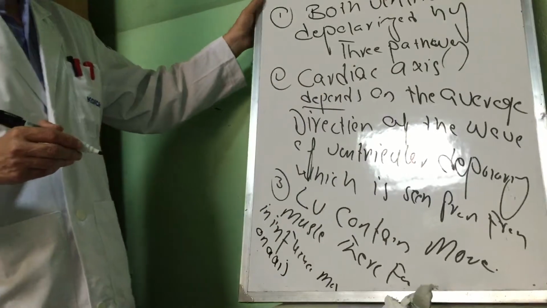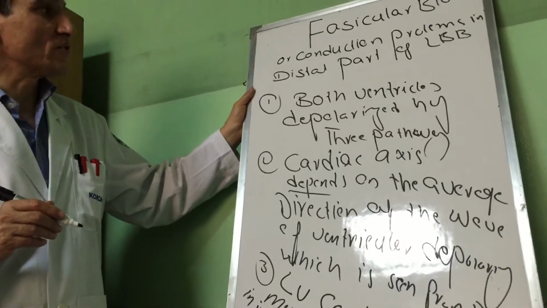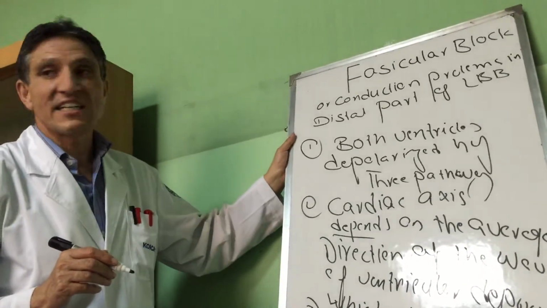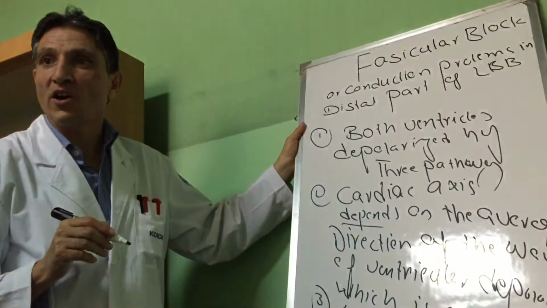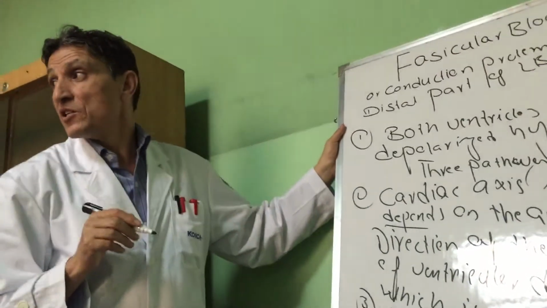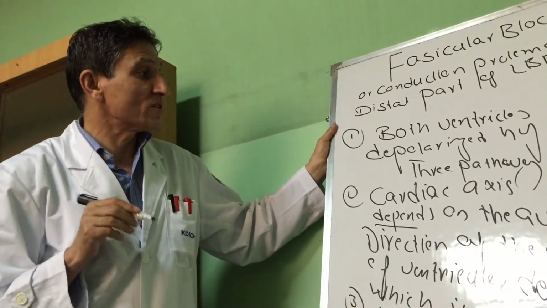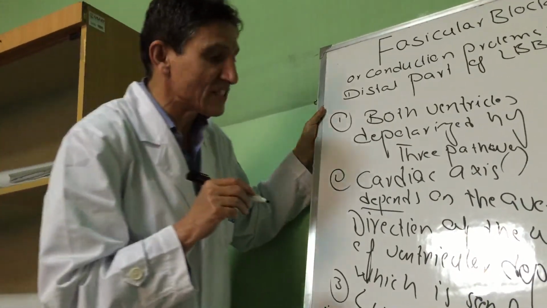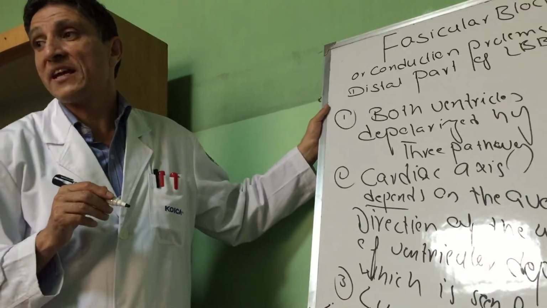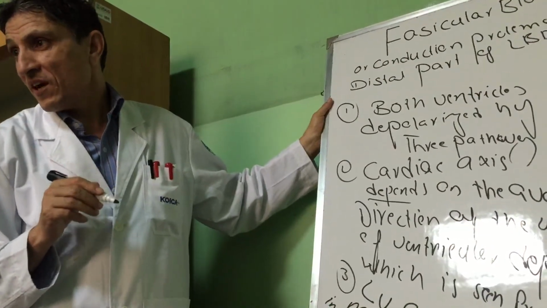Again, I am repeating, for fascicular block, the basic principles required to know the concept are three things. Number 1, both ventricles are depolarized by 3 pathways: anterior fascicle, posterior fascicle, and right bundle branch. Later on I will discuss and tell you the anatomy of the branches of the bundle of His.